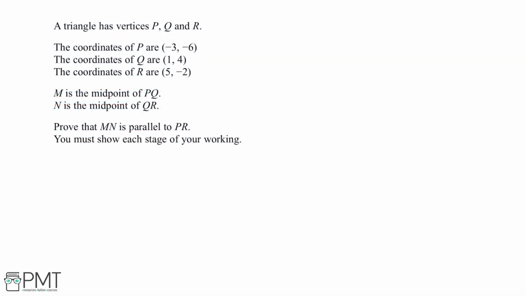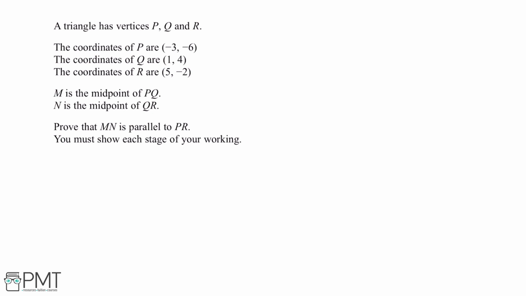A triangle has vertices P, Q and R. The coordinates of P are -3, -6. The coordinates of Q are 1, 4. The coordinates of R are 5, -2. M is the midpoint of PQ. N is the midpoint of QR. Prove that MN is parallel to PR. You must show each stage of your working.